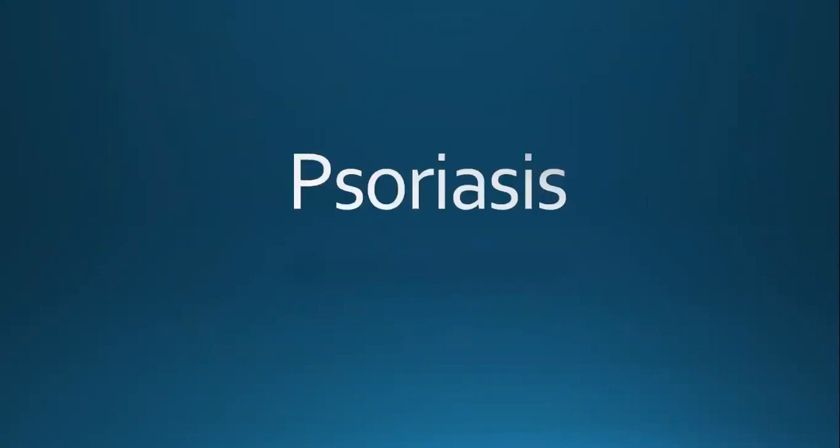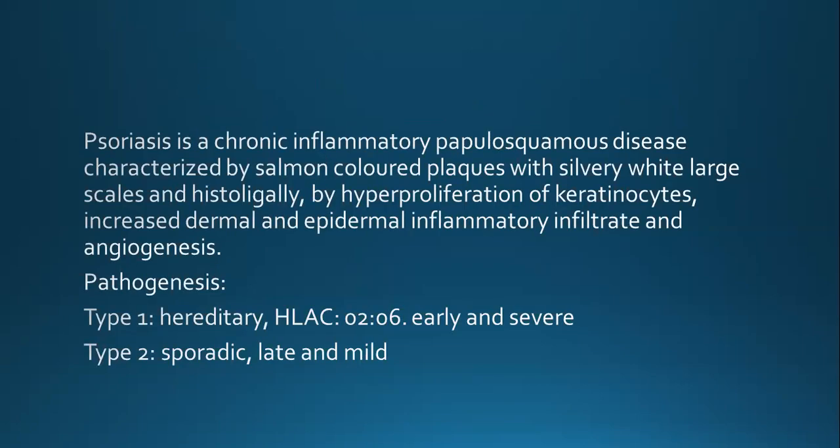Now I come on to the second topic of today. This is psoriasis. When you don't know what is eczema, you often mistake psoriasis for eczema and vice versa. Now, psoriasis is a chronic inflammatory papulosquamous disease characterized by salmon-colored plaques with silvery white large scales and histologically by hyperproliferation of the keratinocytes, increased dermal and epidermal inflammatory infiltrate, and angiogenesis. This is a basic definition of psoriasis morphologically as well as histologically. Now, what happens in the pathogenesis?